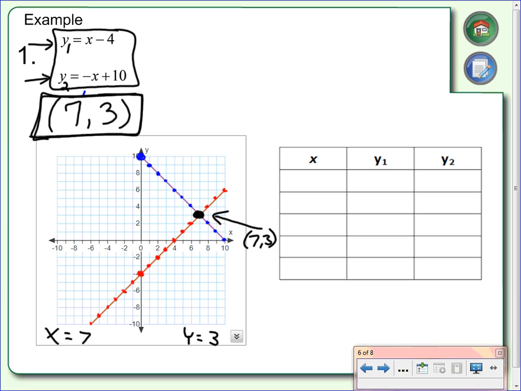Now remember, I said I was showing you 2 ways. One with the graph and another with the table. So let me show you the table part.